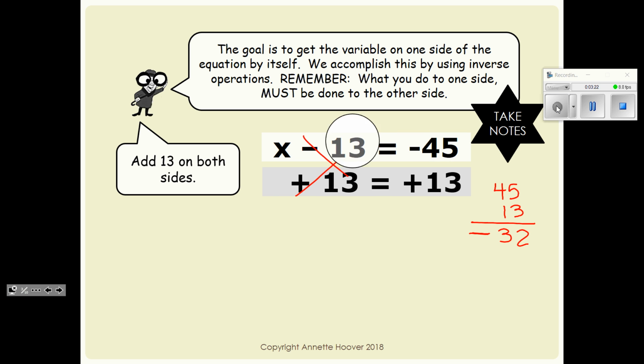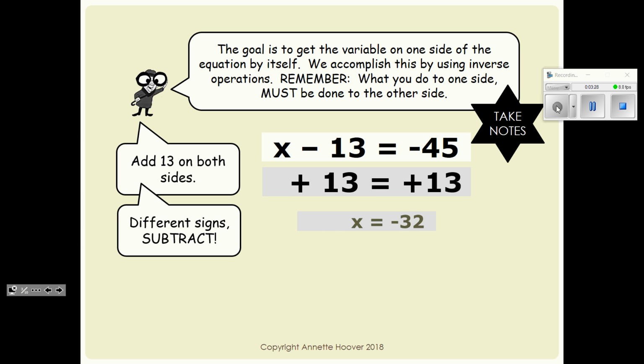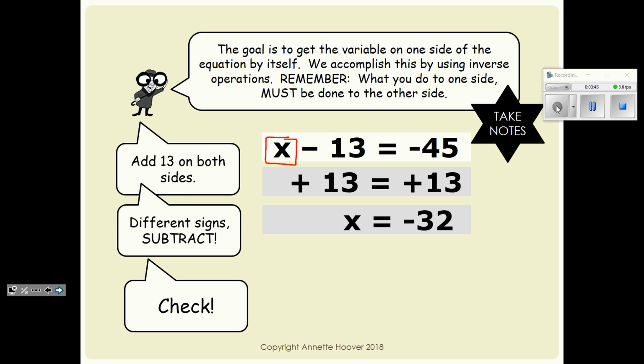This is something we learned in previous videos. So a negative 45 and a positive 13 would be a negative 32, following our rule: different signs subtract, keep the sign of the one with the greatest absolute value. So what we're saying is we think the missing number right here is a negative 32. So we can check it by plugging it back in.